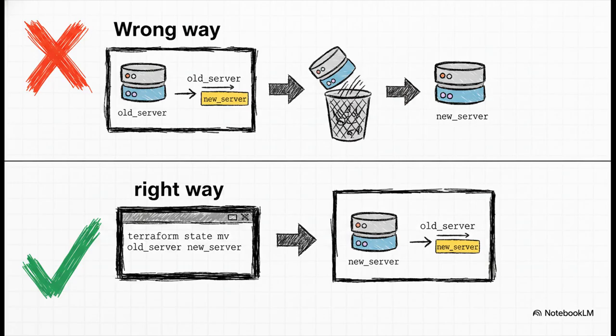That MV command, oh man, this one is a lifesaver. You know that moment when you want to refactor your code and give a resource a better name? Well, if you just change the name in your code and run apply, Terraform will think you want to destroy the old resource and create a brand new one. But if you use Terraform state mv first to update the name in the state file, when you run apply, Terraform just sees that everything matches up, no destruction needed.